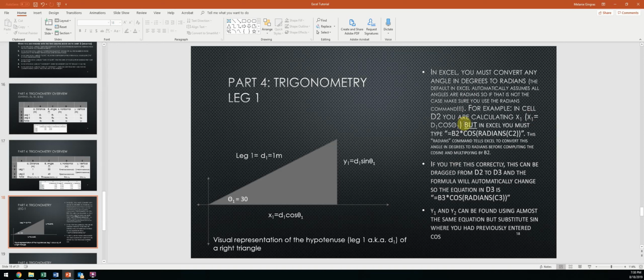But in Excel, you have to type equals B2, our hypotenuse, times cosine radians of C2, which is theta 1, right? And then close the parentheses.